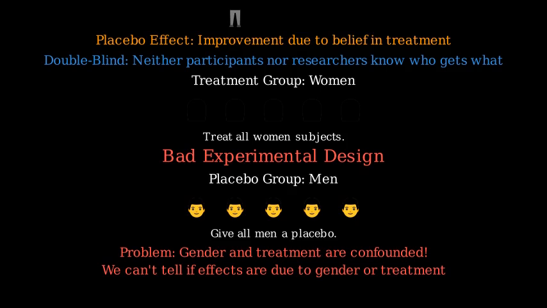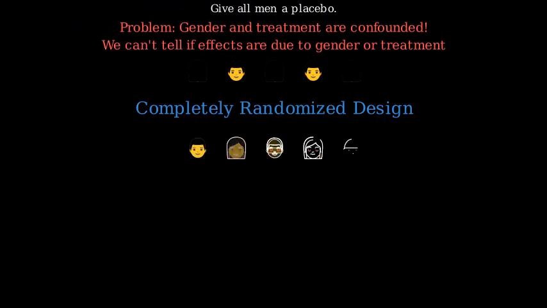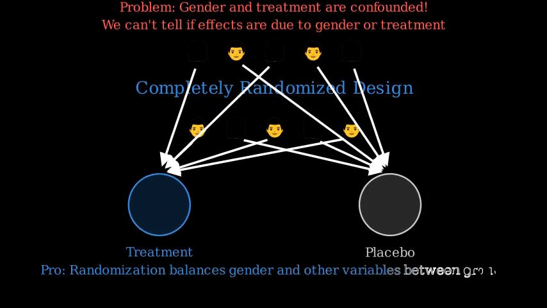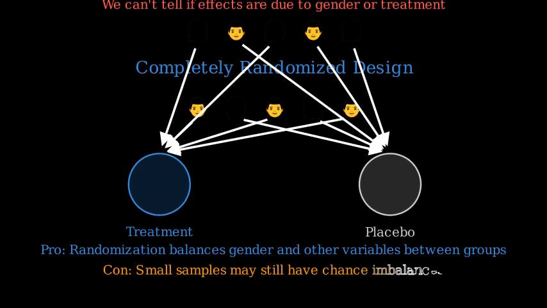Now, let's look at a better approach, the completely randomized design. In this design, we pool all subjects together, both men and women, and then randomly assign each person to either the treatment or placebo group. The key advantage of randomization is that it tends to balance out the effects of gender and other variables between the groups. On average, both groups will have similar compositions. However, this approach has limitations. If our sample size is small, random chance might still create imbalances between the groups.